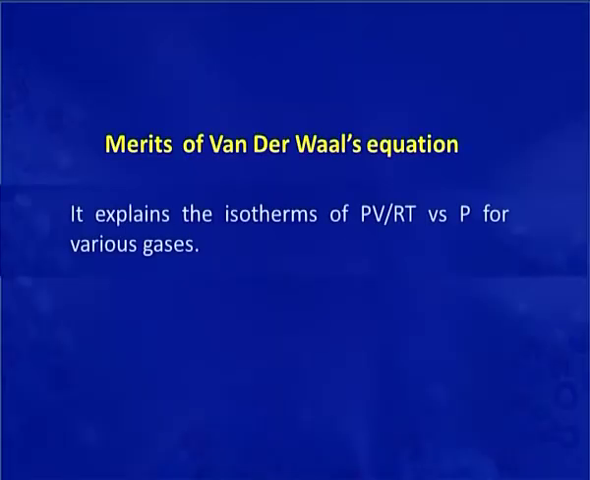Now we will check the merits of the van der Waals equation. The van der Waals equation holds good for real gases up to moderately high pressures. It explains the isotherms of PV by RT versus pressure for various gases. And from this equation, it is possible to obtain expressions for Boyle's temperature, critical constants, and inversion temperature in terms of the van der Waals constants a and b.